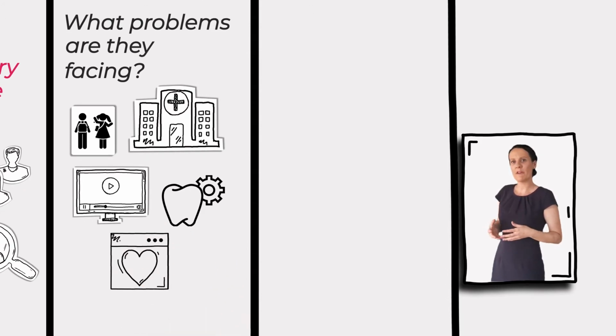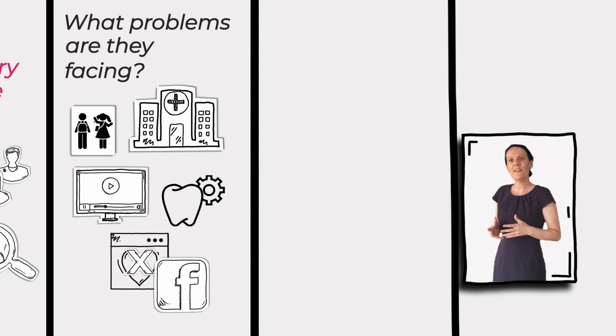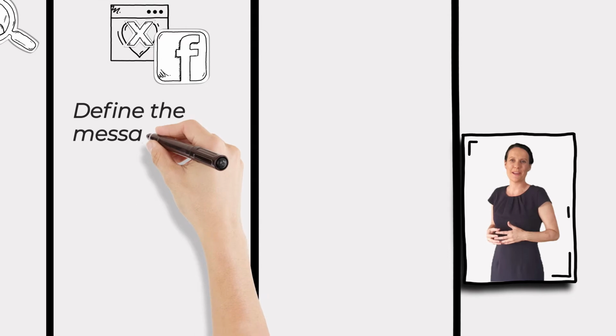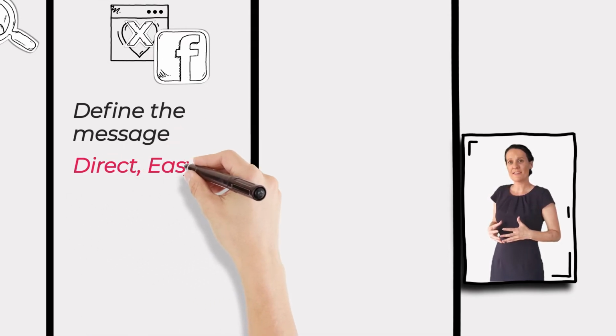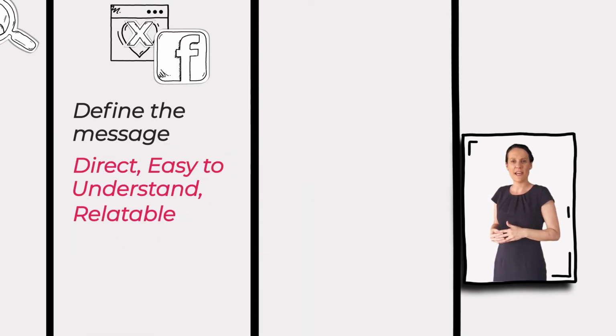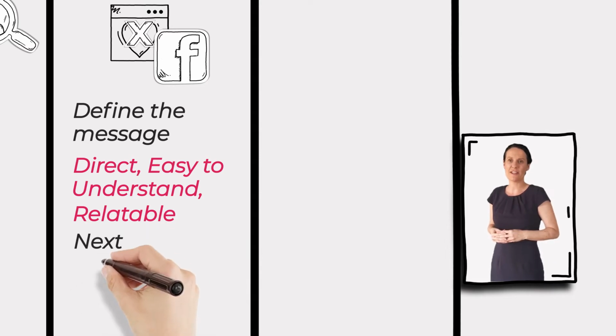Are they a divorced parent and need a split payment plan? You can actually target people on Facebook in a certain relationship status. Define the message you want to give this specific audience. Your message needs to be direct, easy to understand, relatable, and have a clear call to action next step.